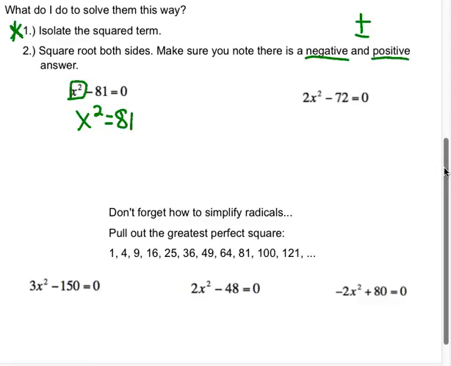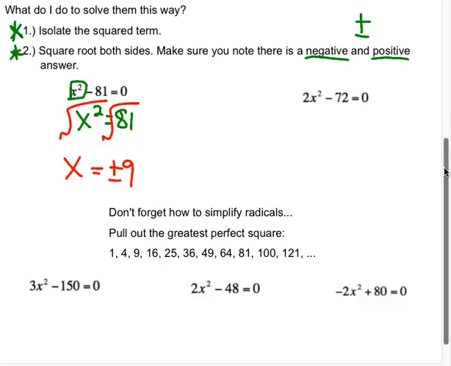I add the 81 to get the x squared by itself. Next step, now we square root both sides. The square root of x squared is just x. The square root of 81 is plus or minus 9. Now, why plus or minus? Because some of you may have forgotten why that ends up happening.